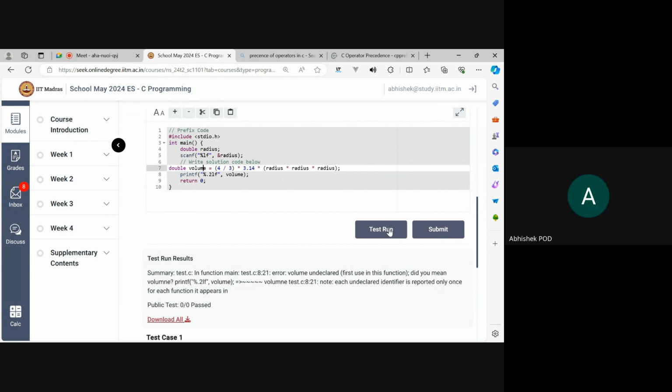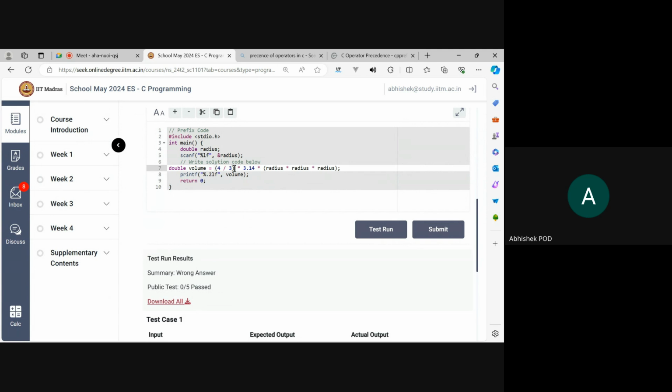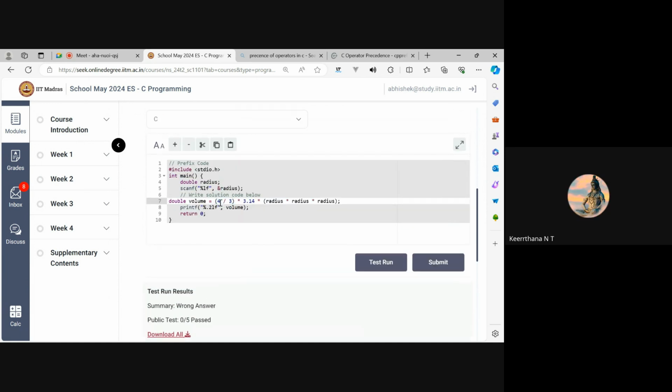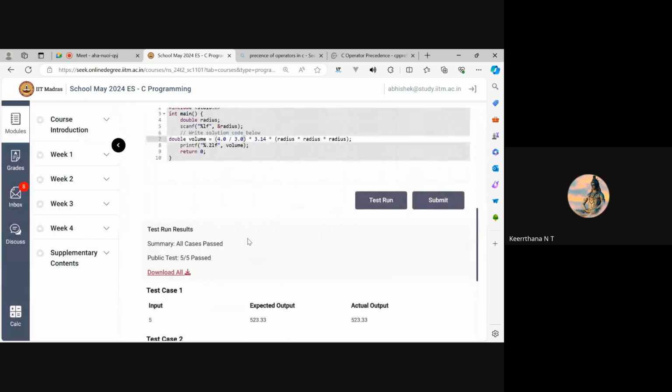Okay, all right. Yeah, this might be one of the things because you want the volume to be of double value. So you have to make sure that each one of these individual values must be in double format. So it should be 4.0 by 3.0. Exactly. Yes, correct. Because ultimately this 4 by 3 will be taken as integer type. So you have to make sure that they are treated as double. Now got it, sir. Thank you, sir.